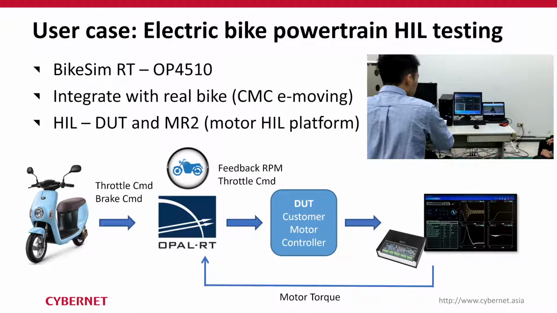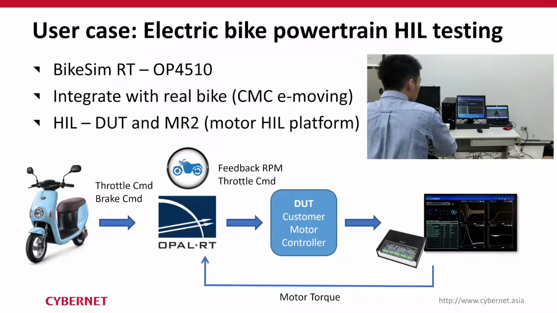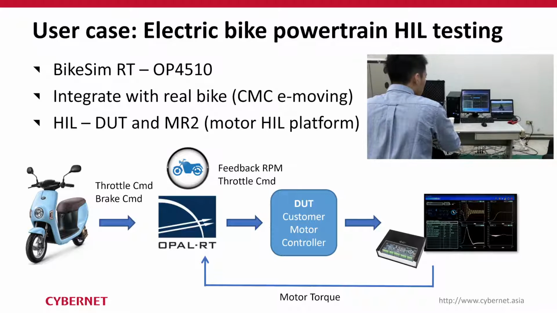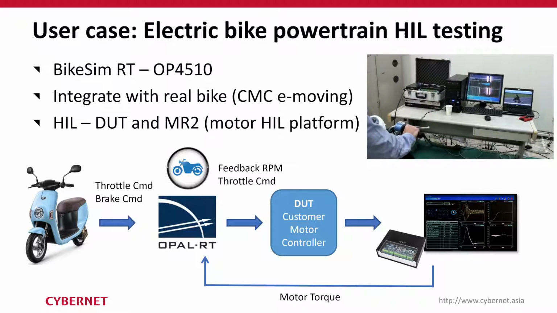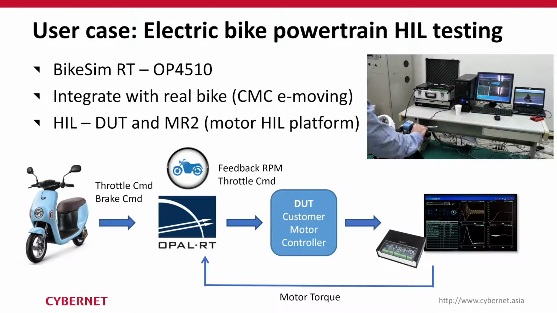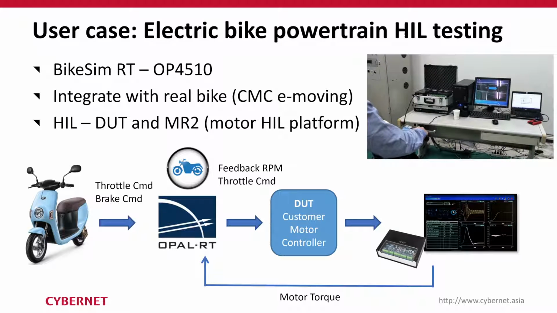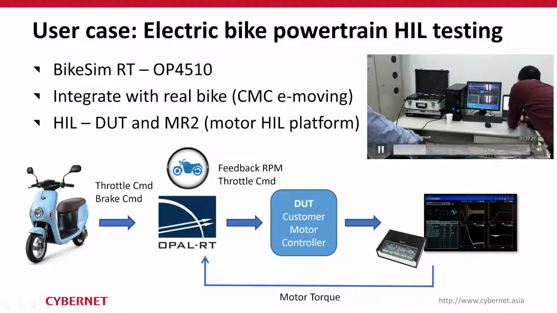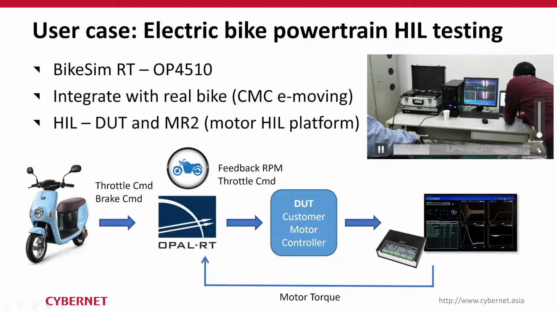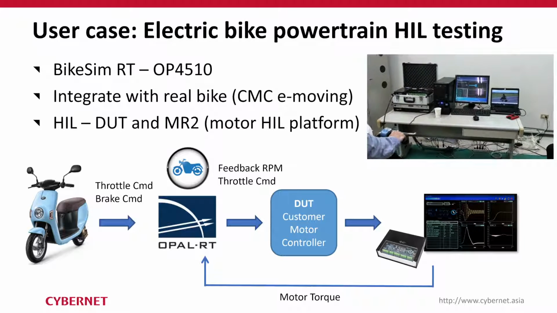The next one is a hardware-in-the-loop case. We use Pricing RT with an Opal RT target to simulate a real bike. We also use NRT, which is a motor real-time simulator. In this case, we connect the real-time target to the real throttle handler and send the throttle command to the motor control unit. The motor control unit will send a motor command to NR2, the motor simulator.